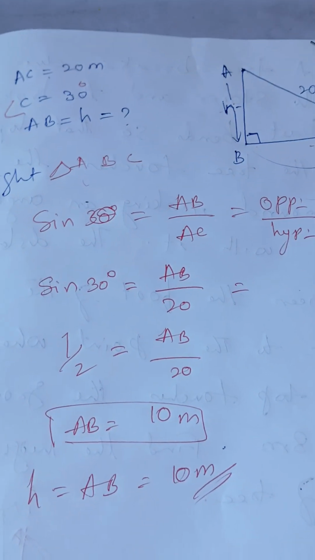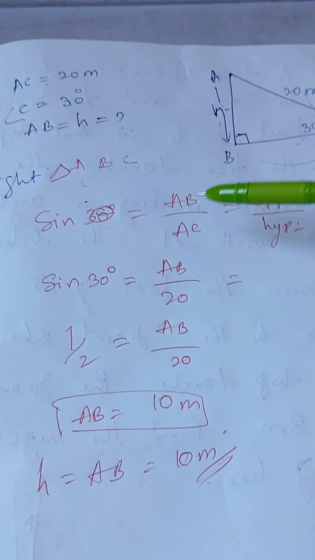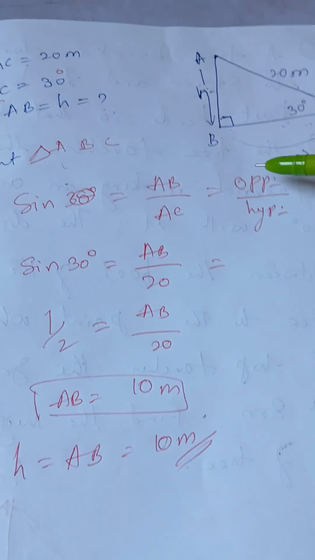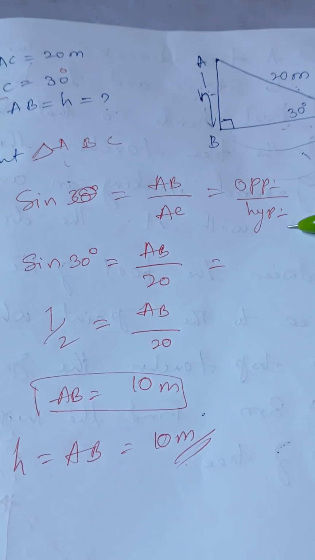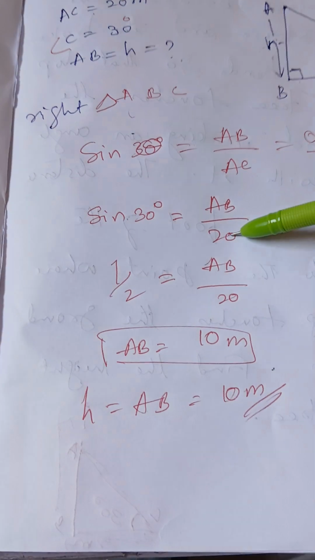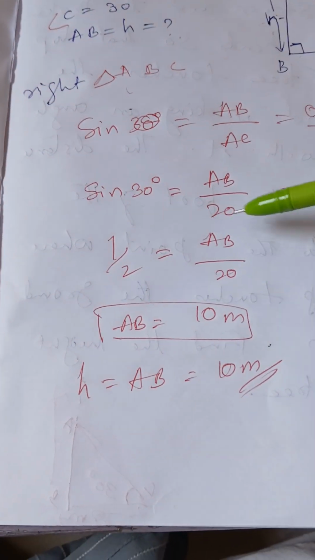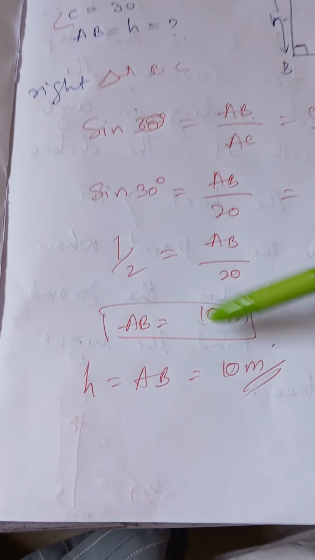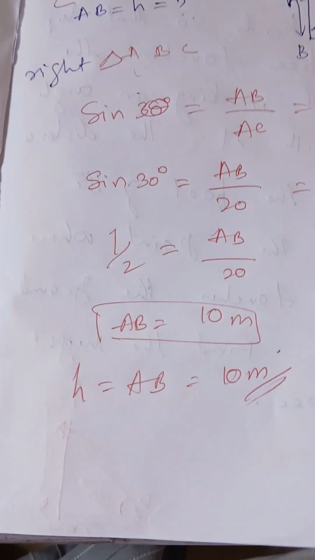Clear? So sine theta, what it says is that sine theta is opposite to the acute angle by hypotenuse. What is the opposite here? Opposite is AB, divided by hypotenuse. If we substitute the value of hypotenuse AC as 20 and sine 30, sine 30 is 1 by 2 and AC is 20. If we substitute, we will get the height of the pole, that is AB is 10 meters.